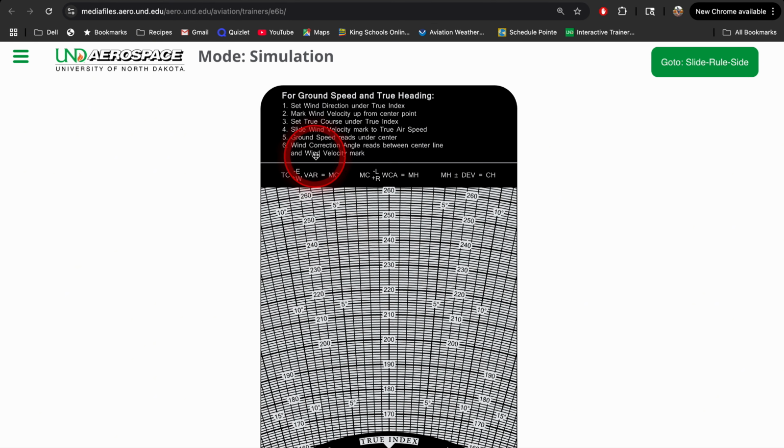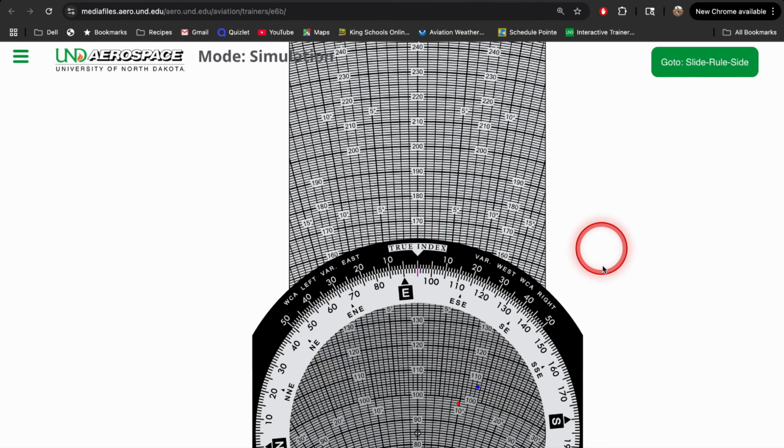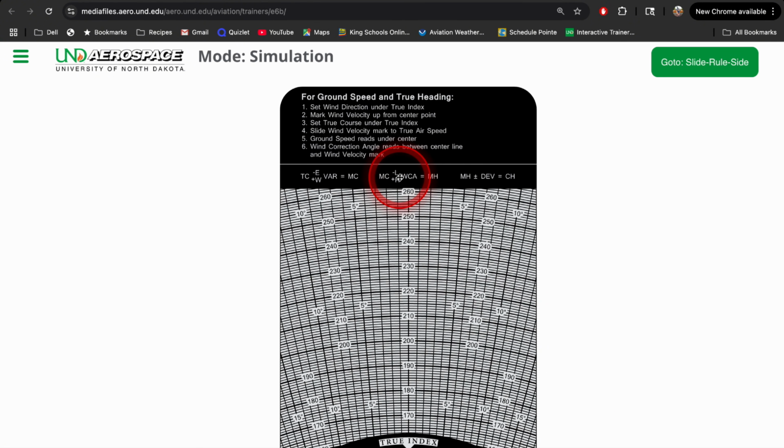The very last step, wind correction angle reads between the center line and the wind velocity mark. So our wind velocity was the red dot right here, and that's just about on the 10-degree mark right here. So we're going to count to the right 10 degrees. It says right here, wind correction angle to the right plus. If it was to the left, subtract. So if it was 10 to the right, we're going to add 10 degrees to our original heading, which is 95. So we come out with 105 for our new heading.